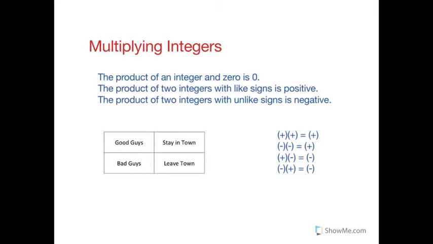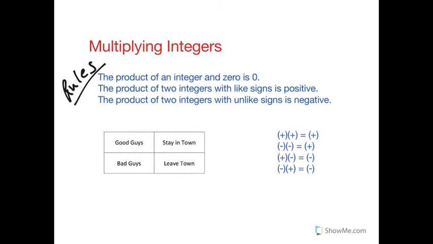Okay, here's some more rules. The product of an integer and 0 is 0. That's all there is to it. It doesn't matter what the sign is in front of the integer. The product of two integers with like signs is positive.